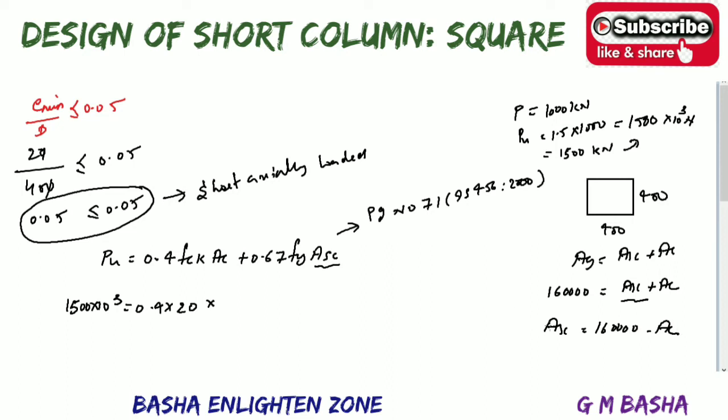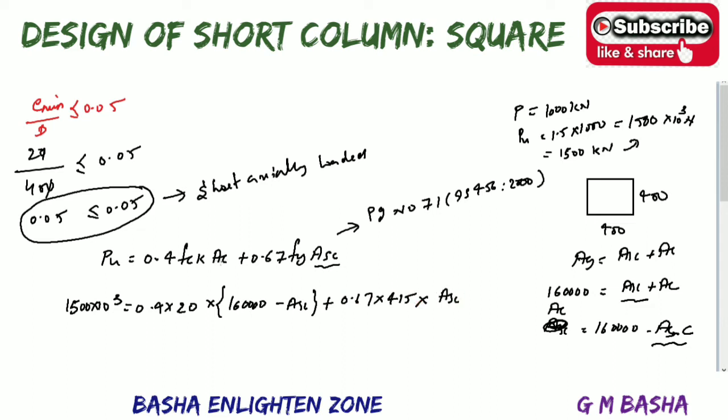Sorry, we want to take area of the steel here, therefore we want to take area of the concrete outside. Why? Because we are providing area of the steel, already I told you that. So see here, area of the concrete will be equal to 160,000 minus area of the steel. Based on this you will get the unknown value of the area of the steel. Then 0.67 fy is 415, into again area of the steel.